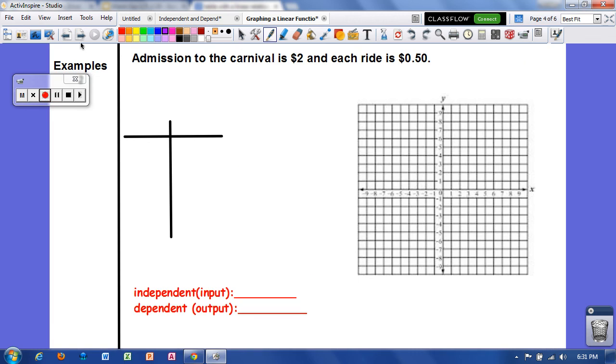Alright, example 2. Admission to the carnival is $2 and each ride is 50 cents. Alright, let's identify the independent and dependent variables. Remember independent is x, dependent is y. And I'm going to go ahead and fill that in on the table. So we are looking for the cost in this situation and we want to see what is going to affect that cost. Well, however many rides you choose, that is going to affect the total cost. So we know that our independent variable would be the number of rides. And then the effect of that would be the total cost.